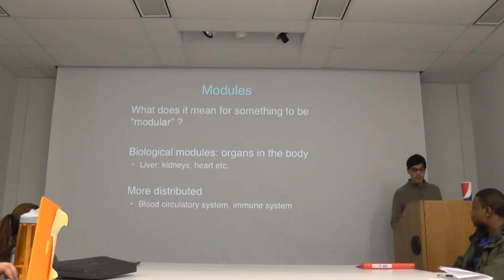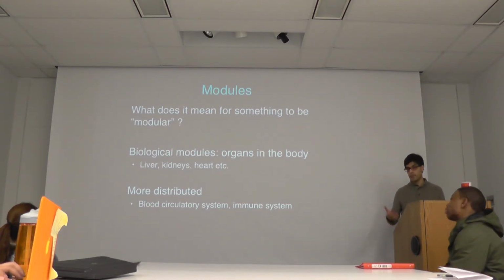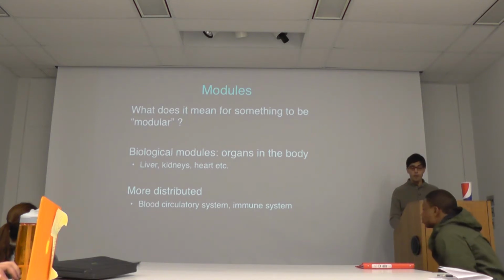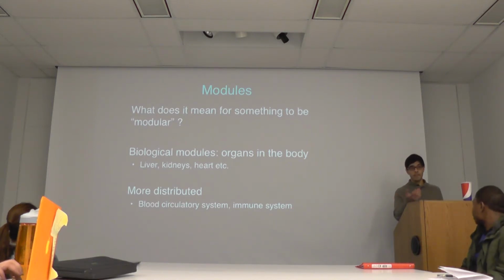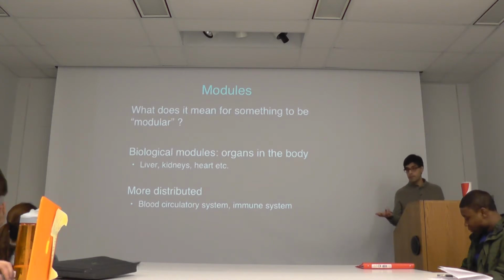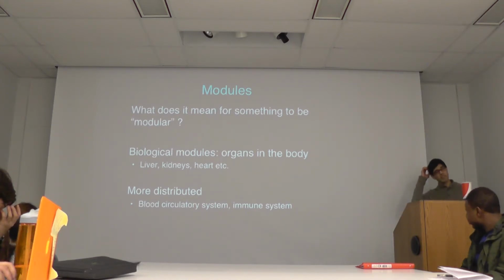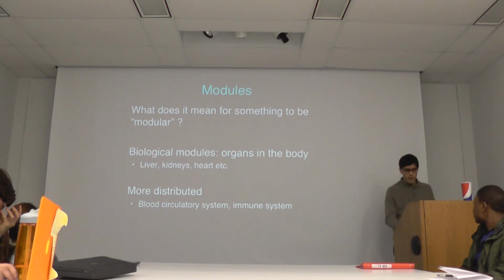But not everything in the body is like that. Examples of more distributed things are the circulatory system, which is kind of everywhere, although it does have walls, in a sense, the very thin walls once you get to the capillaries. Or the immune system, which is also kind of everywhere, and which I suppose doesn't really have walls.